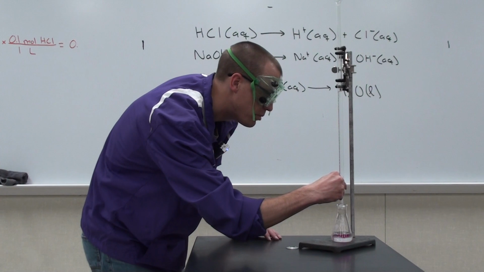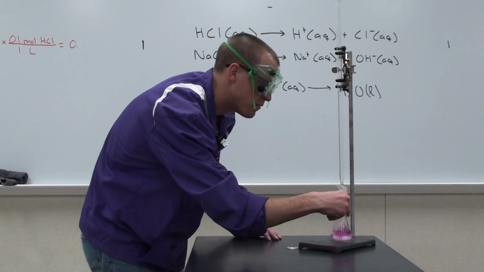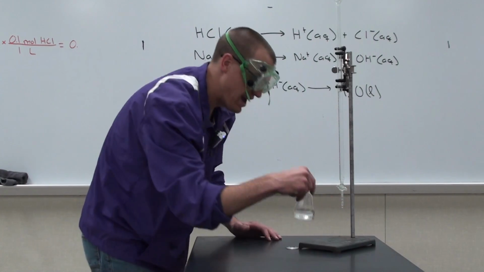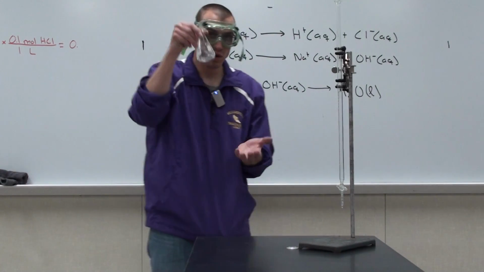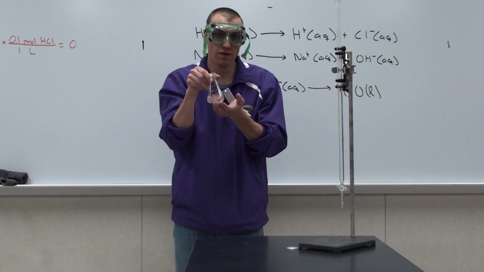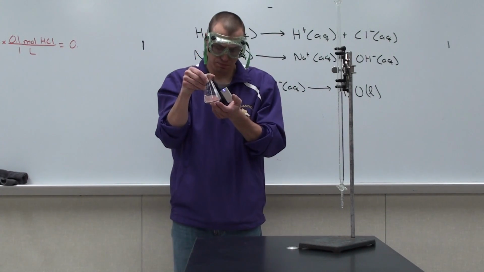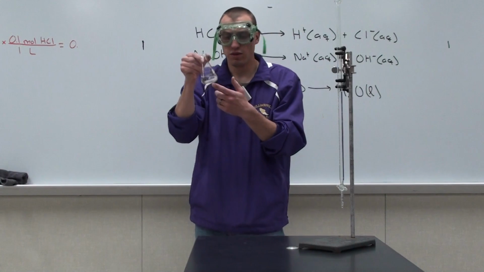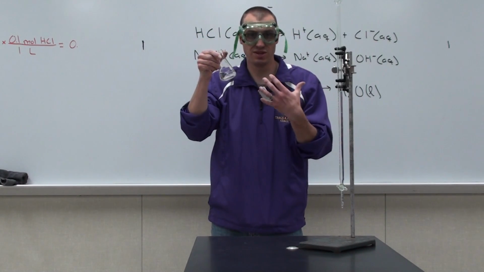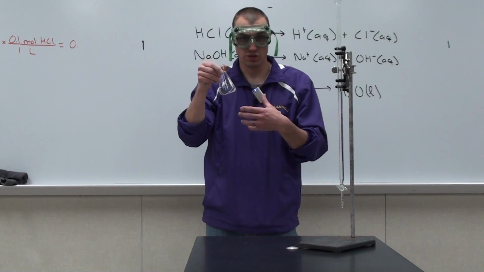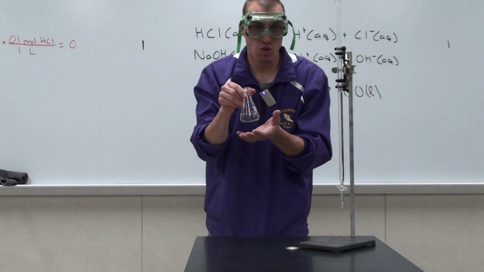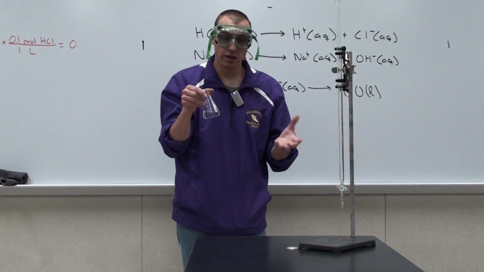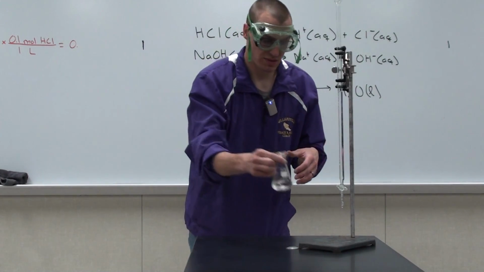One more drop. Okay, so now I've added a total of 24 milliliters of NaOH. And you can see on the video, the solution is still clear. So that indicates to us that we still have an acid, so our pH when we calculate it should still be below 7.